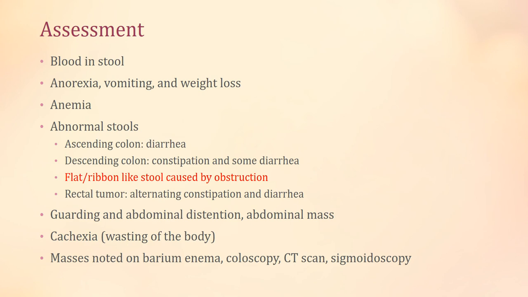Other assessments for the intestinal cancer, you're going to have guarding and abdominal distension and an abdominal mass. You're also going to have wasting of the body, and then masses noted on barium enema, colonoscopy, CT scan, or sigmoidoscopy. So essentially, they're really looking for it, and if they do a CT scan or some of the other scans, they're actually going to see it, but they're really going to do the colonoscopy to be able to go up there and find out if it's actually inside the colon too.